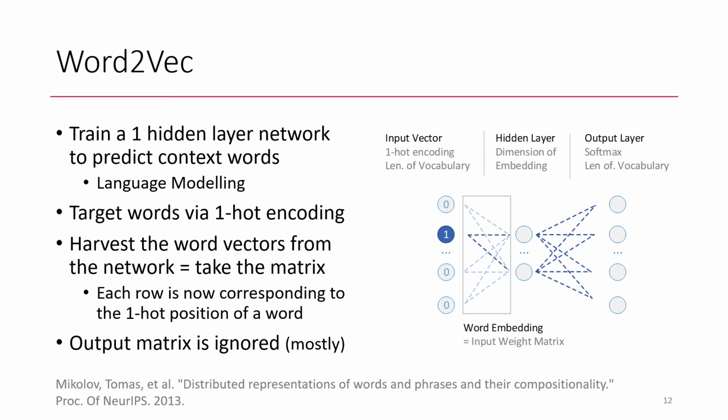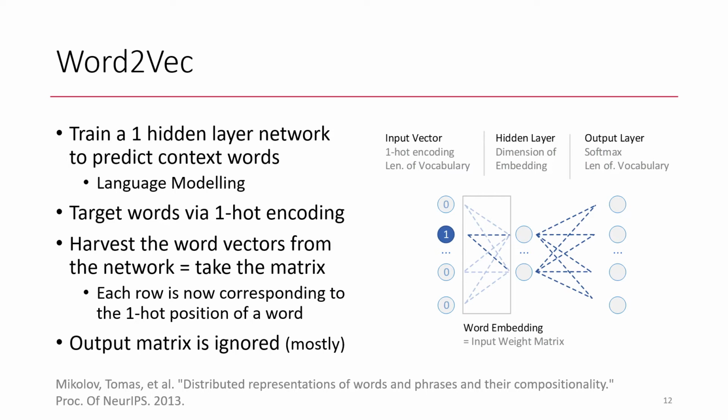that as a secondary output is that the target words are encoded via one-hot encoding, meaning we have an input vector the size of the vocabulary, and this input vector has exactly one value at the position of the word in the vocabulary that we want to look at. And with that, we can input words and output the probability of words.